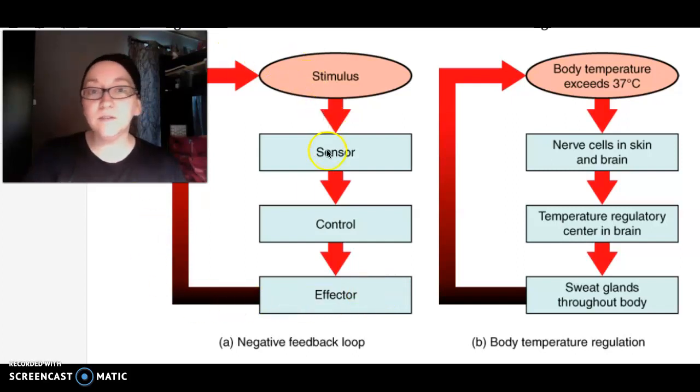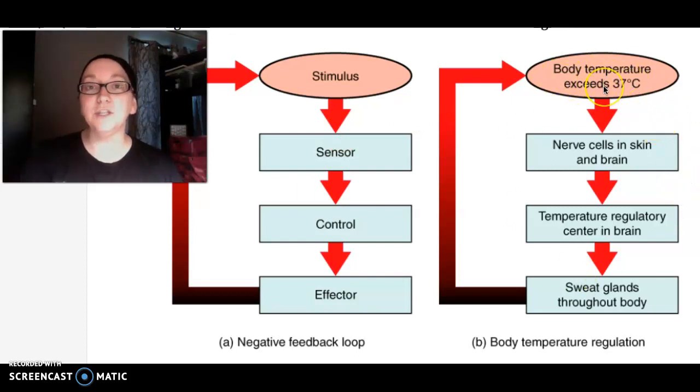Well, then the receptor has to measure it again. We have to see if what we did made a difference. And that's where this loop comes in, where we circle back around and we check. The receptor measures, did we change enough that we are now in balance, or do we need to make another tweak? So let's look at that in a real example over here in the body.